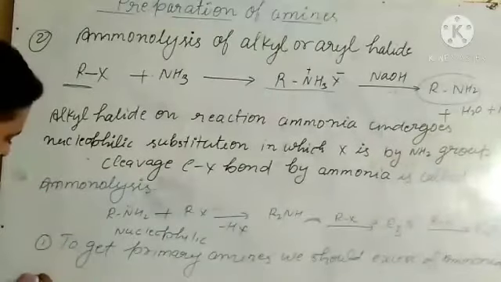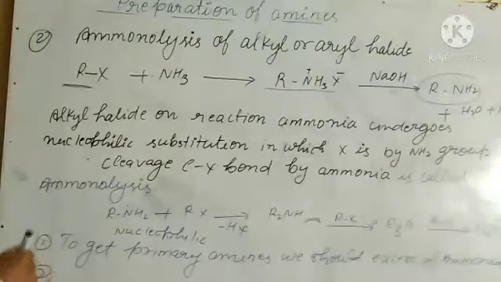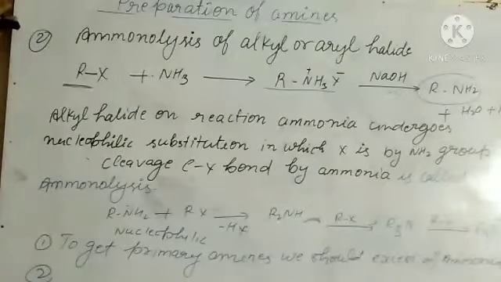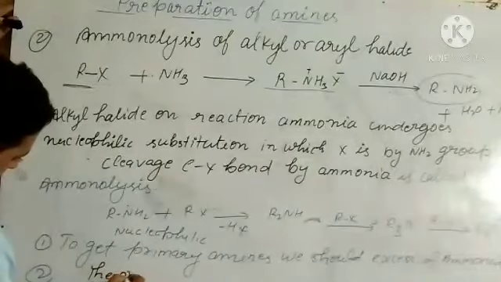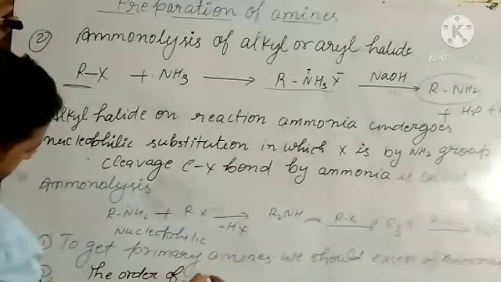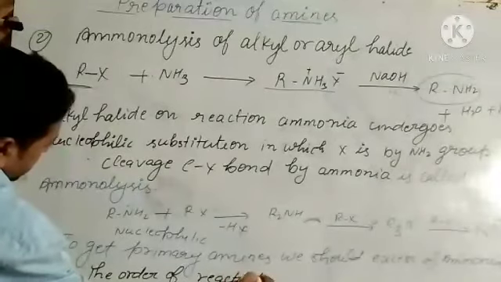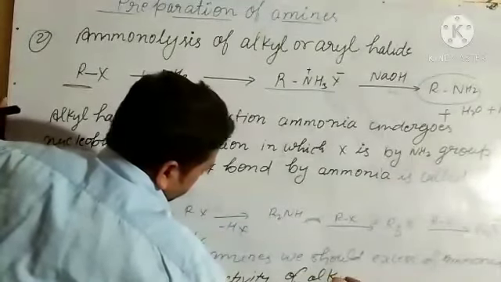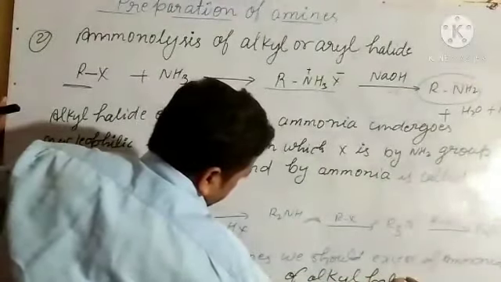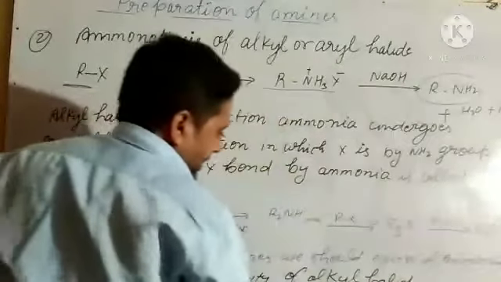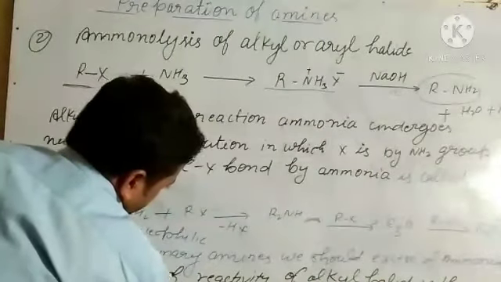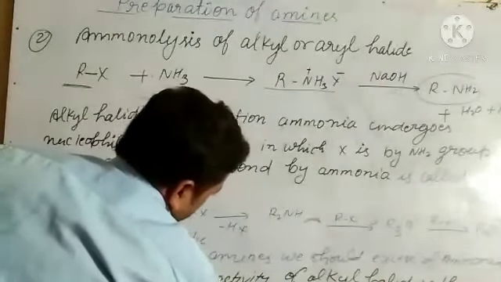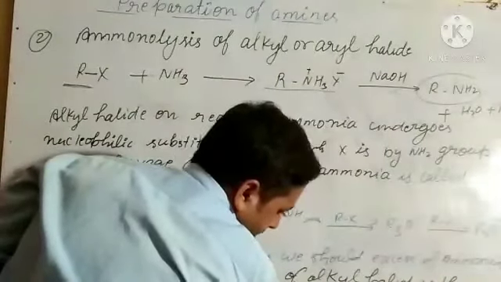Second point, what is the second point? The order of reactivity of alkyl halide with amines is RI, RBr, RCl, and this is the order.